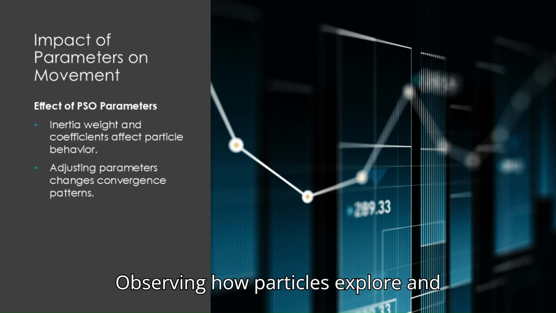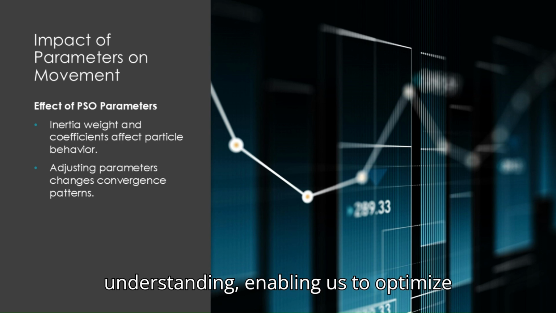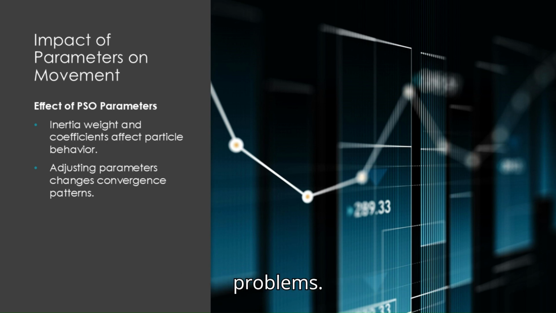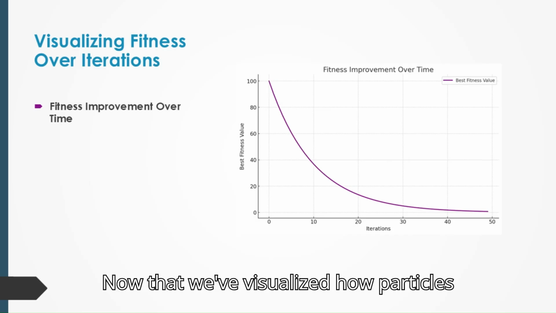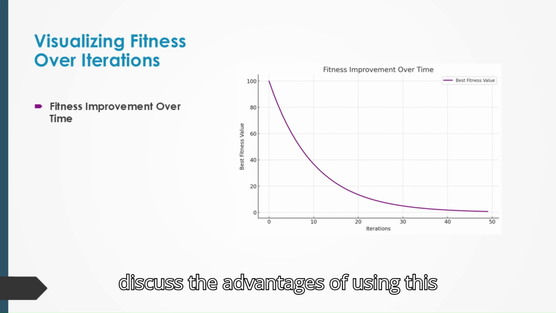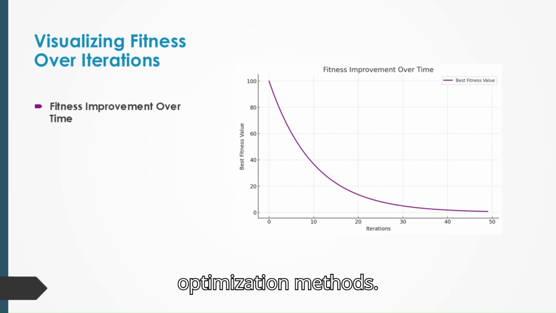Observing how particles explore and exploit the search space enhances our understanding, enabling us to optimize the algorithm's performance for specific problems. Now that we've visualized how particles move and converge in PSO, we'll proceed to discuss the advantages of using this algorithm and how it compares to other optimization methods.